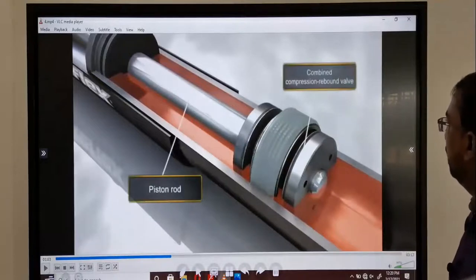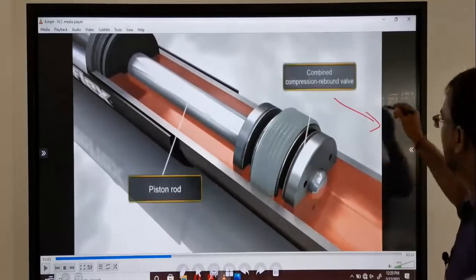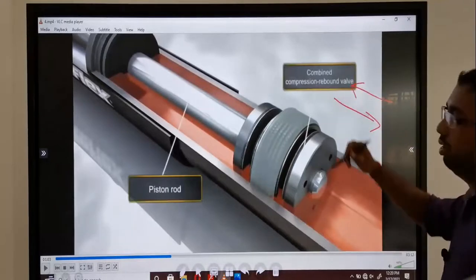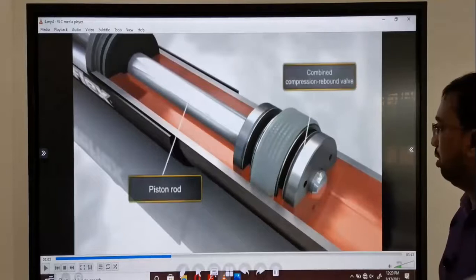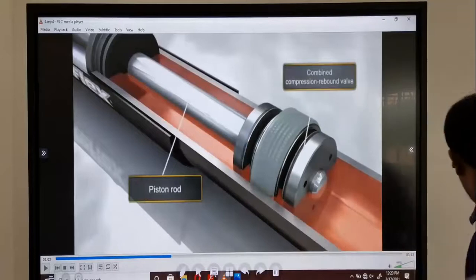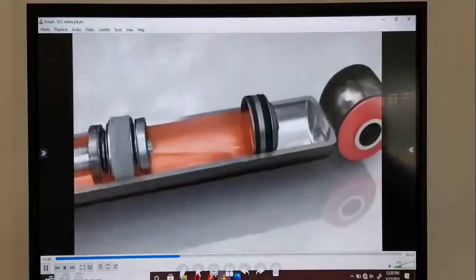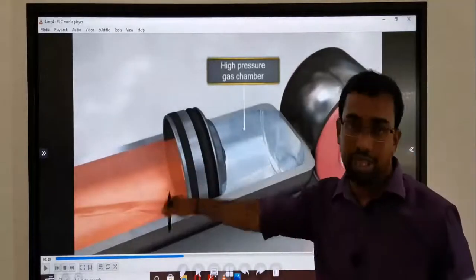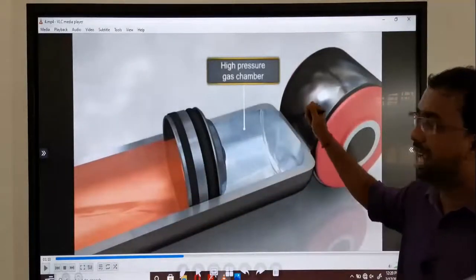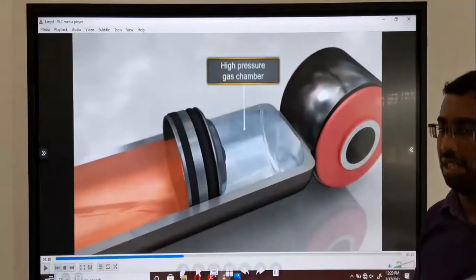Here you can see combined compression and rebound. Compression means going to compress this way. Rebound means going in the opposite direction. So it can control the compression and rebound. The valve is a two-way valve. Here you can see this side is filled with oil. Here there is a high pressure gas chamber, used for pressurized nitrogen gas.